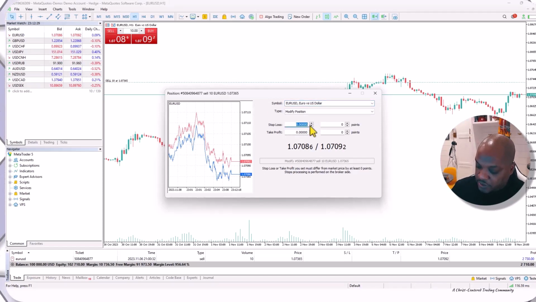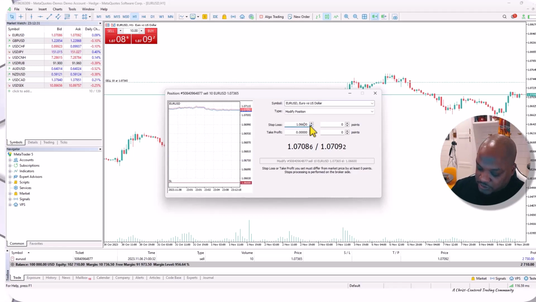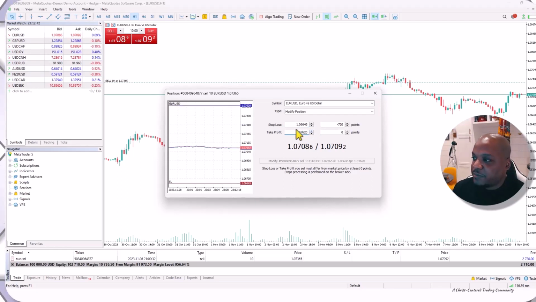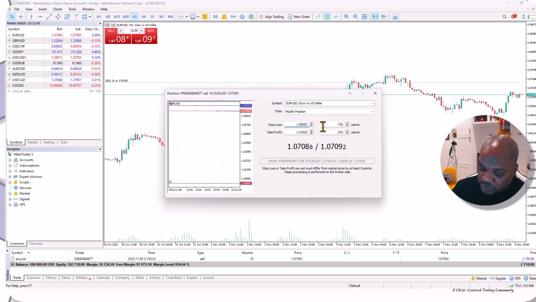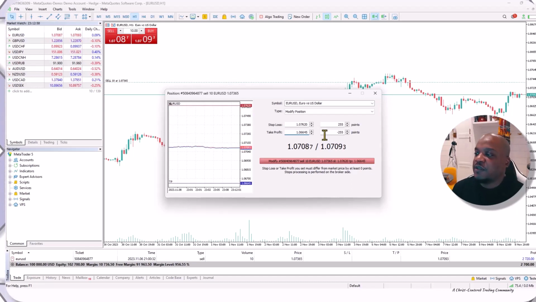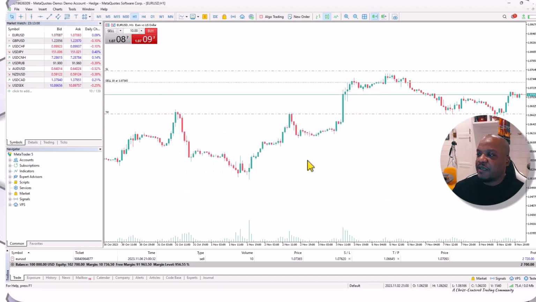So we'll type in 1.06645 as your stop loss, and then your take profit, we'll type in 1.0762. Oops, excuse me, I got this backwards. So the stop loss should be 1.07620 because we're in short. So if it goes higher, we want to be taken out. And then 1.06645 is a take profit. Hit modify, and it'll automatically add your stop loss to take profit.